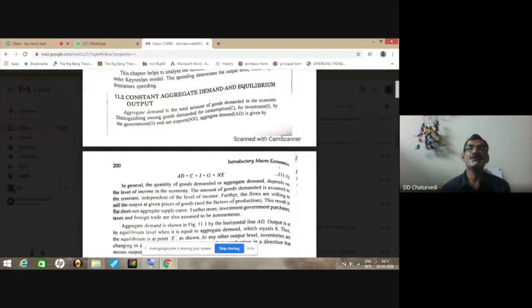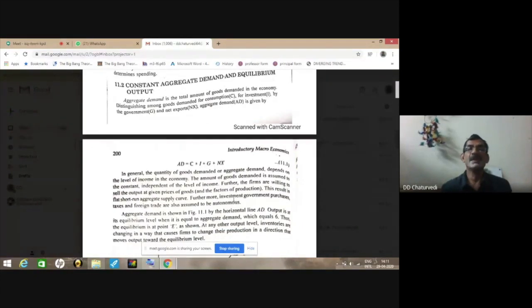Mathematically, the equation for aggregate demand can be written as C plus I plus G plus Nx. C indicates consumption demand or consumption expenditure. I stands for investment demand or investment expenditure. G stands for government demand or government expenditure. Nx stands for net exports.